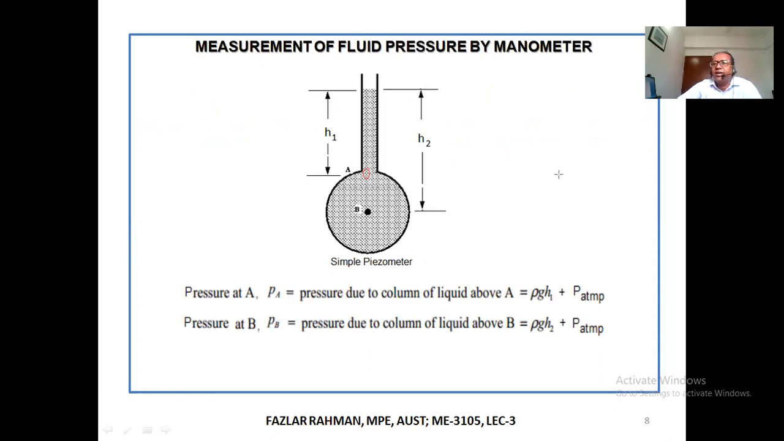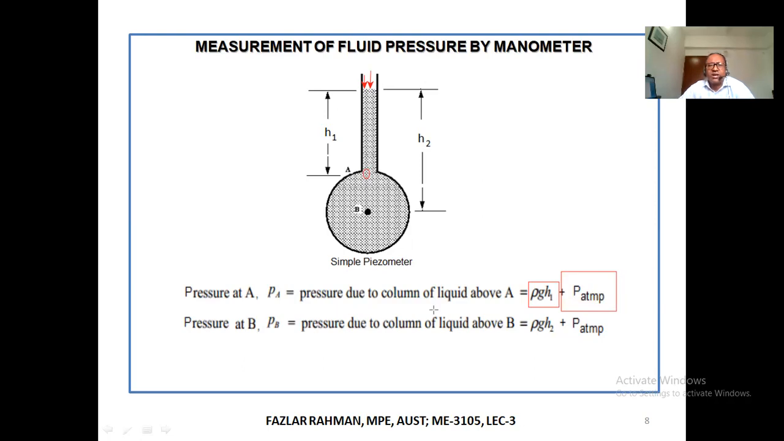At point A, pressure will be due to the height of the column of liquid. How much is the height of the column? H1. So rho H1 g. But if you look carefully, this is pressurized, so the fluid would like to go out. But from the top, what do we have? Atmospheric pressure. So pressure at point A will be rho g H1 plus this atmospheric pressure. This is the pressure at point A.